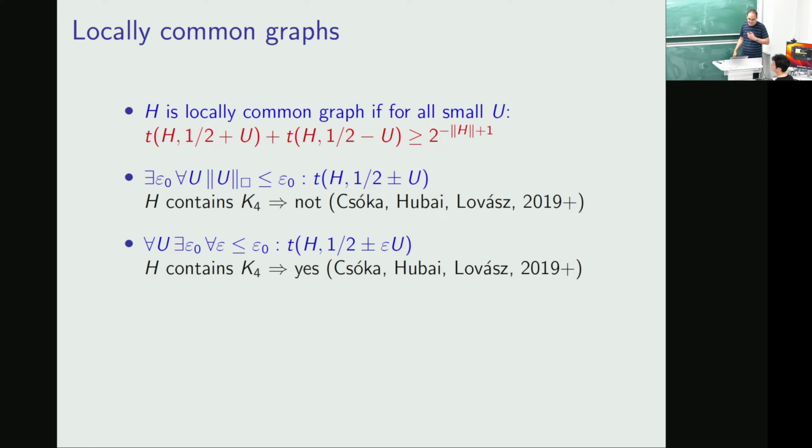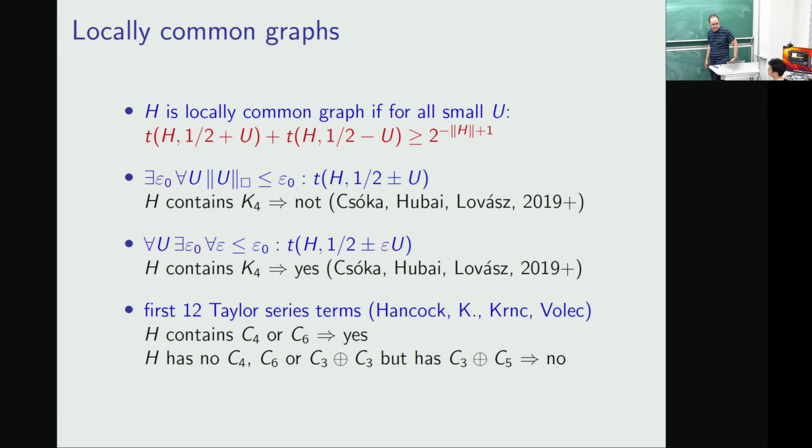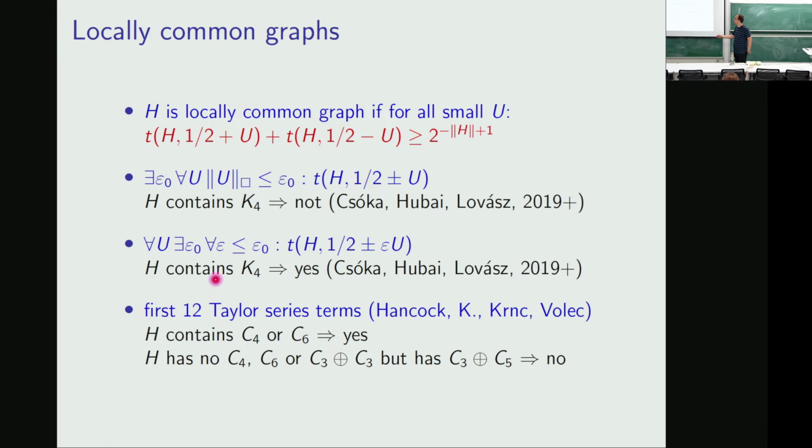And what we did with Robert Hancock, Matthias Kearns, and Honza Volec is look at this weaker setting, and we think of this expression as some polynomial in epsilon. When we analyze the first 12 expressions in the Taylor series, we did a full characterization. So I put here some results, and I will show the statement of the theorem on the next slide. For example, if H contains C4 or C6, then it's common. In particular, if it contains C4, and we don't need it to be an induced copy, then it's common. If it contains K4, it contains C4, so in particular it implies this result.